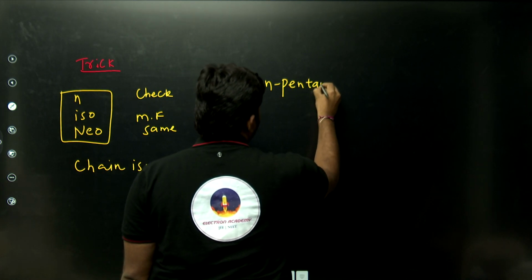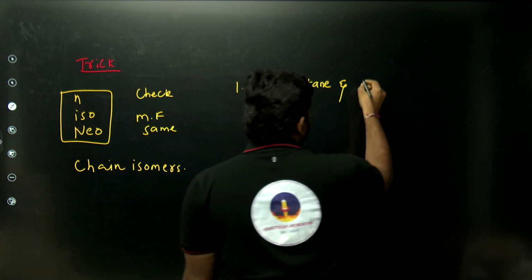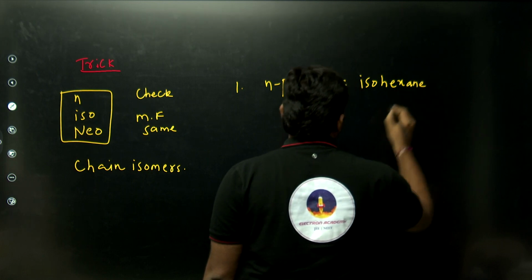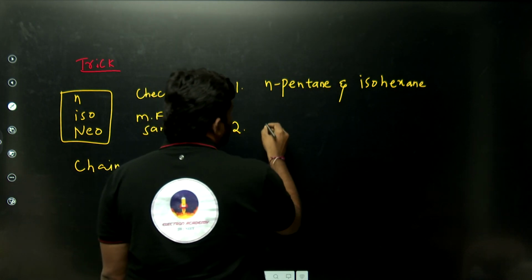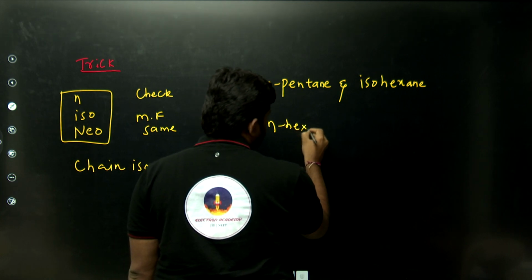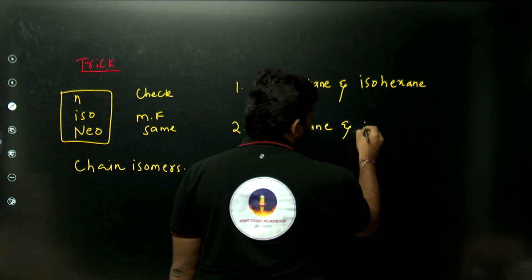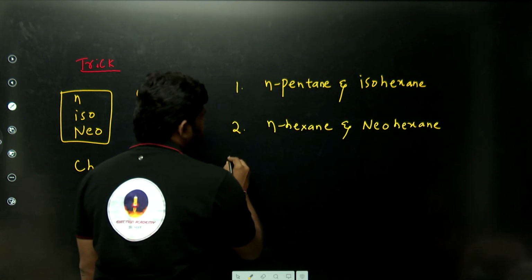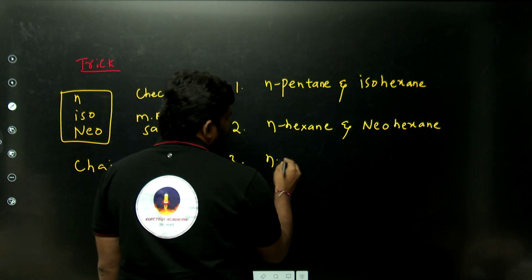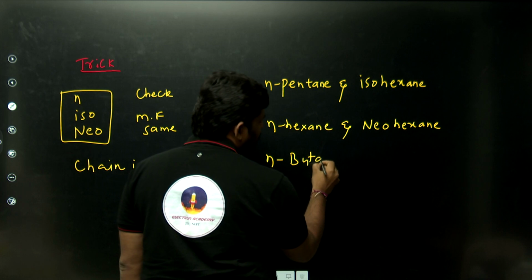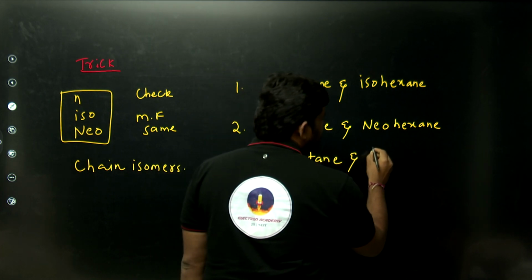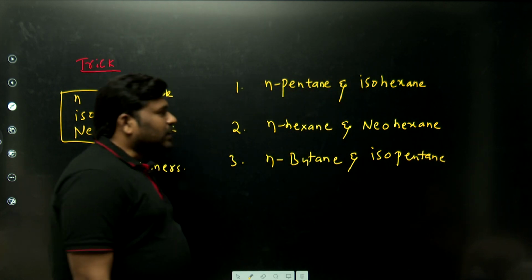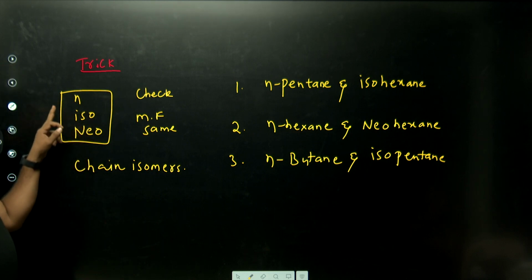So what I am taking here: N-pentane and isohexane, first example. Second example, N-hexane and neohexane. Number 3, N-butane and isopentane. Right. What is the trick here? N, iso, neo.